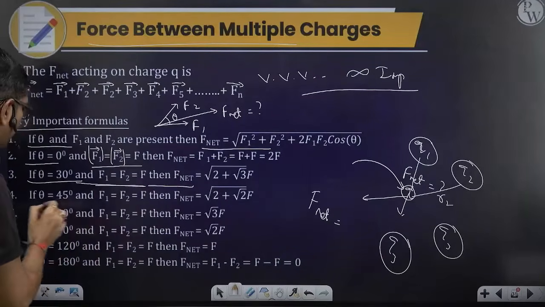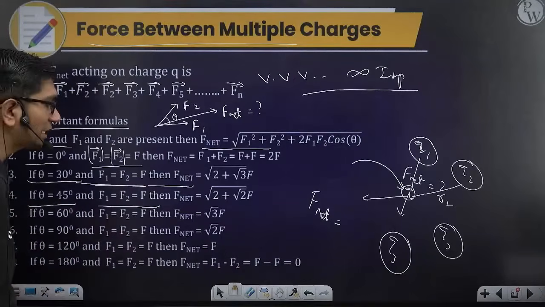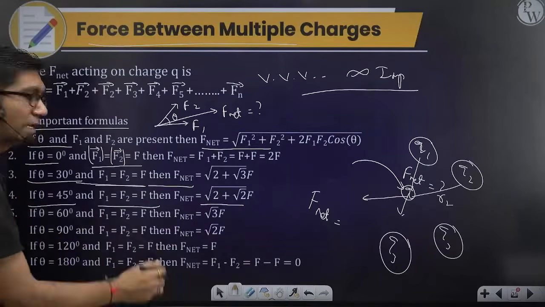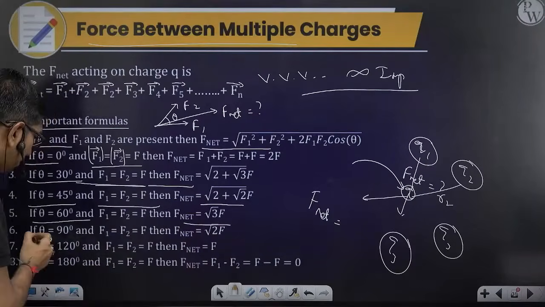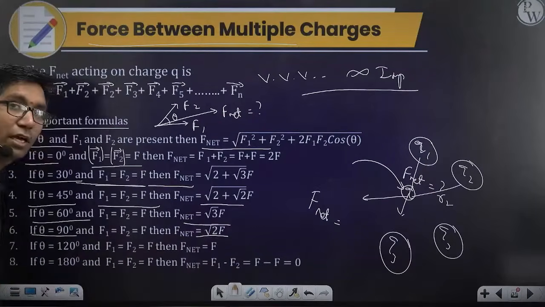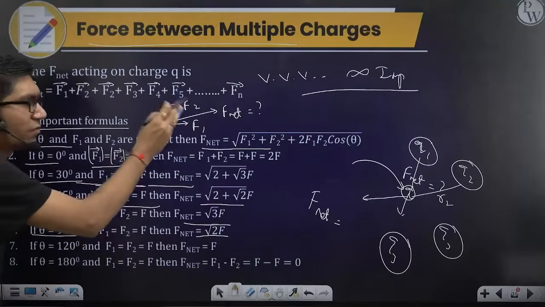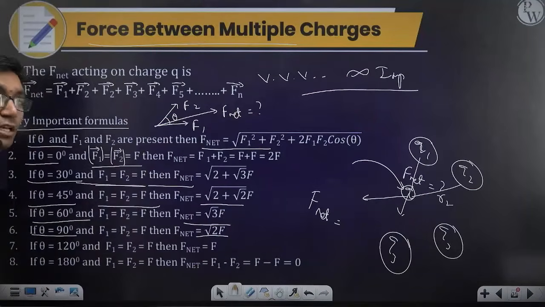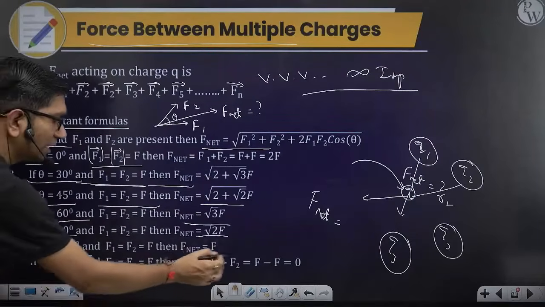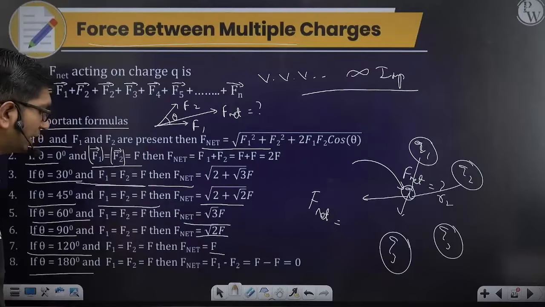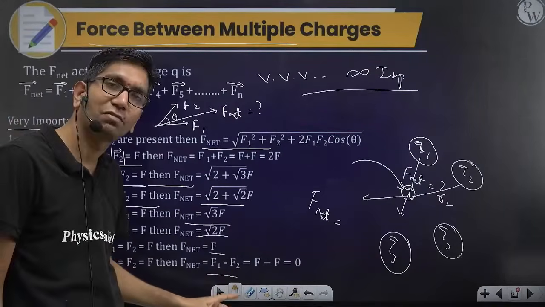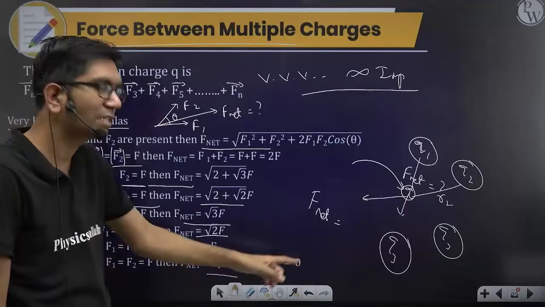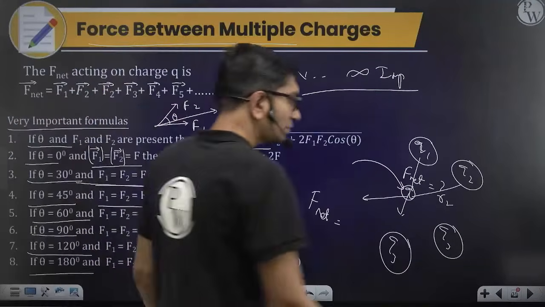Okay. If theta equals 45 degrees, then forces are same, then the net force becomes root (2 plus root 2) into F. If theta equals 60 degrees, then the net force becomes root 3 F. If theta equals 90 degrees, okay, forces are same. If the forces are different, we use this one. If the forces are same, remember this one. Okay, if theta equals 120 degrees, the net force becomes F. If theta equals 180 degrees, the net force becomes, if there are different forces, F1 minus F2. If they are same, of course 0. Okay.